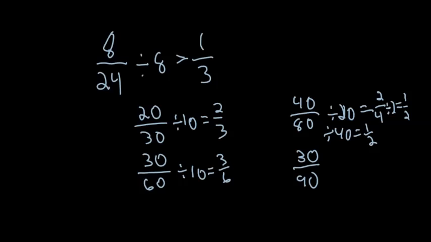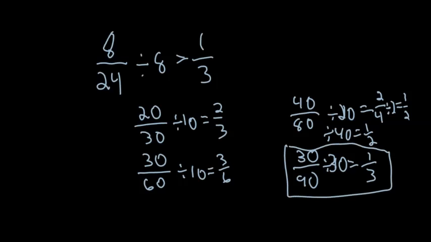And then 30 divided by 90, you can divide both those by 10 to give you, actually we can divide by 30, use the greatest common factor. So 30 goes into 30 once, 30 goes into 90 three times. So the only one that is equivalent is this last one. So you can cross multiply, or you can reduce your ratios to find what's equivalent.